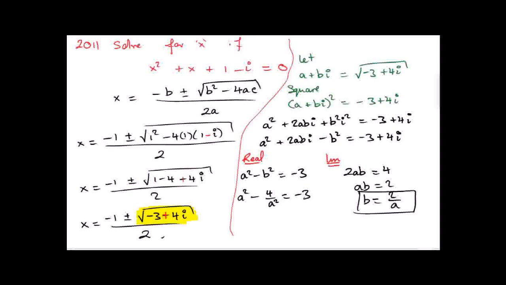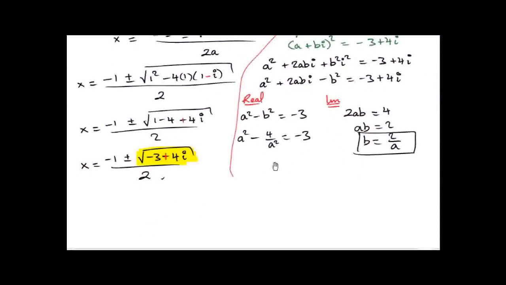Now I don't like that a squared on the bottom. Tell me how to get rid of it. Just multiply across. a to the power of 4 minus 4 equals minus 3a squared. So a to the power of 4 plus 3a squared minus 4 equals 0.